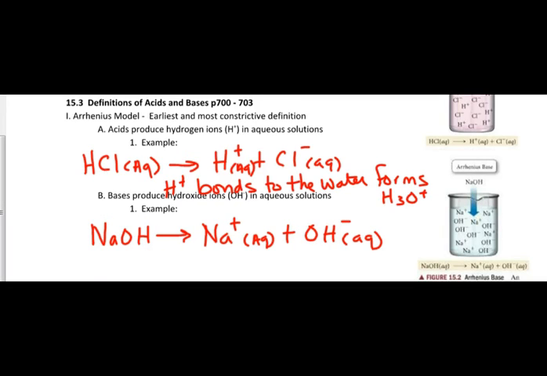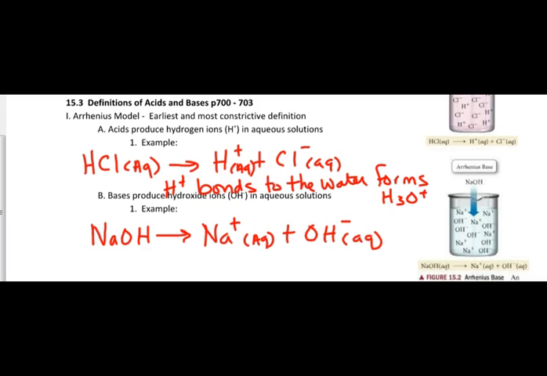So let's talk about the definitions of acids and bases. We're going to focus on two of them. There's actually a third, but we're not going to focus on that one. The Arrhenius model was developed by a Swedish chemist in the 1800s. He was working on conductivity experiments, and this is how he came across this definition for acids and bases. It's a very constrictive definition.